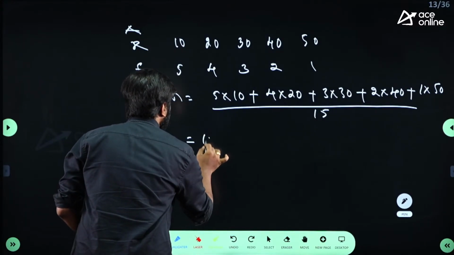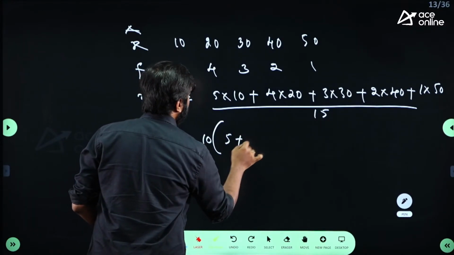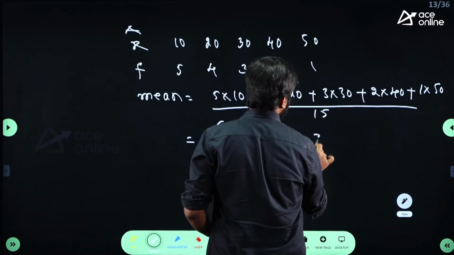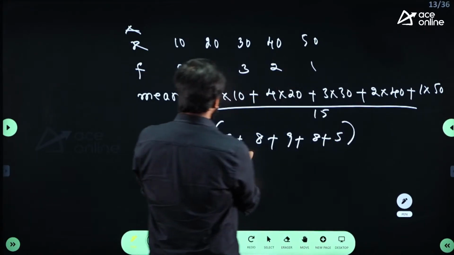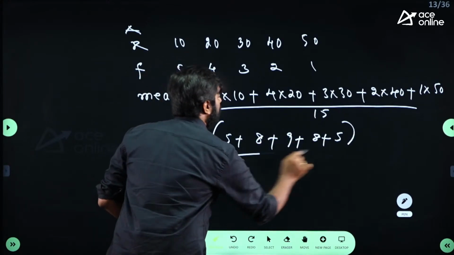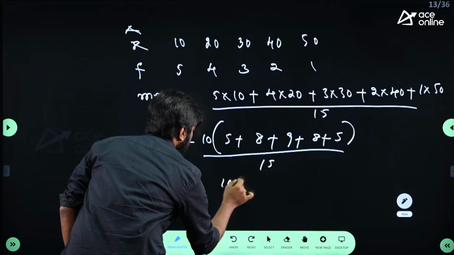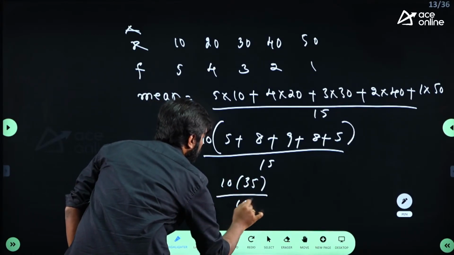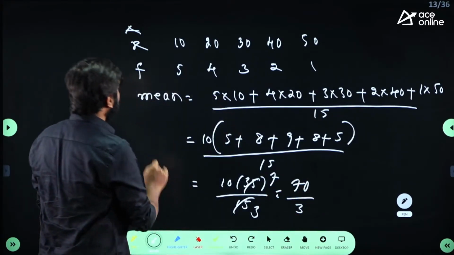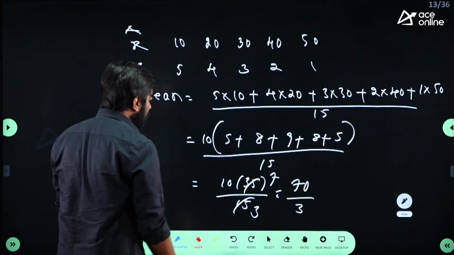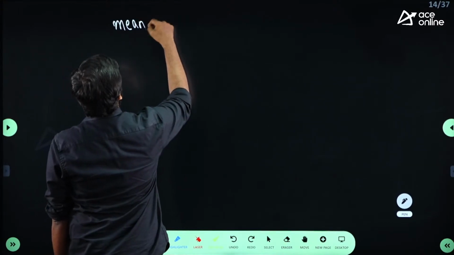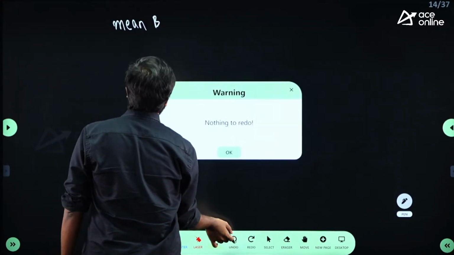So let me take 10 out. If I take 10 out, this is 5 plus 8 plus 9 plus 8 plus 5. So this is 13, 26, 26 plus 4 is 30, and 5 is 35, and then divided by 15. So you have something like 10 into 35 by 15, which is 70 by 3. This is just the mean. Let's also find the mean of B, which is interesting. For the mean, they give some distribution.